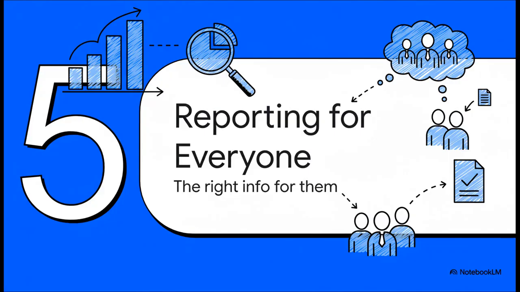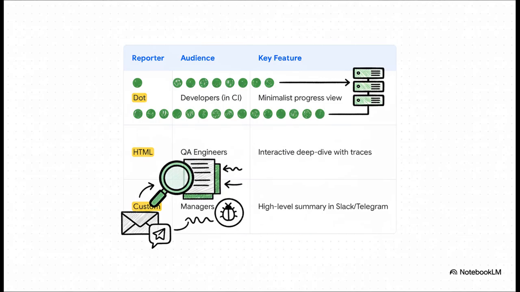All right, now that our reports are jam-packed with useful information, we need to think about who's actually reading them. Not everyone needs or wants the same level of detail, right? Playwright makes it really easy to tailor reports for different audiences. So for a developer who's just watching a CI/CD pipeline run, the dot reporter gives a simple, clean progress view. For a QA engineer who needs to debug a failure, the full HTML report with all the traces is perfect. And hey, for a manager, you can write a custom reporter that sends a high-level summary right to Slack or Telegram. It's all about the right info for the right person.